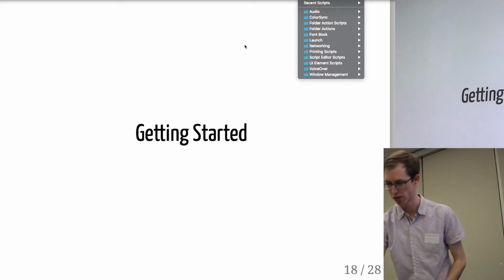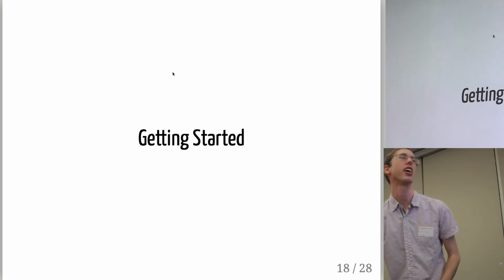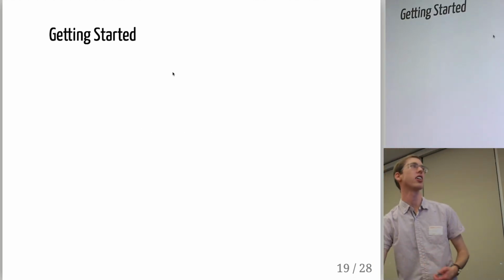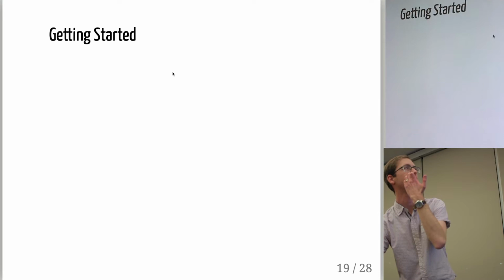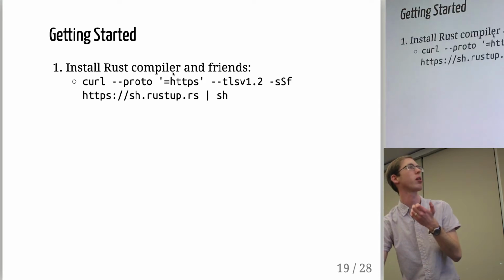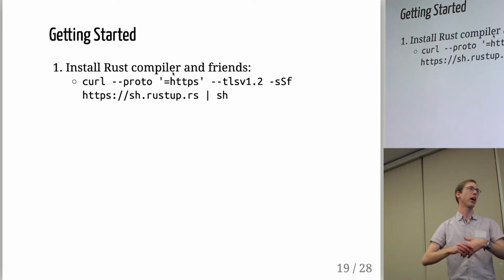So, oh, whoops, you don't click on the... Open up your fast scripts. Yeah, I haven't paid for it yet, but maybe I will. Okay, getting started. All right, what are you going to do? Well, first thing is you're going to press the right button. Okay, there we go. You're going to install the Rust compiler and friends.